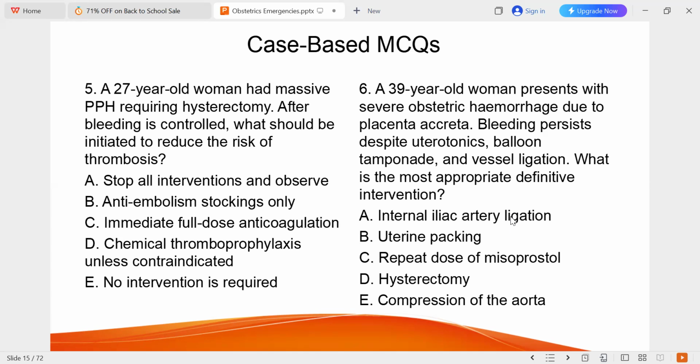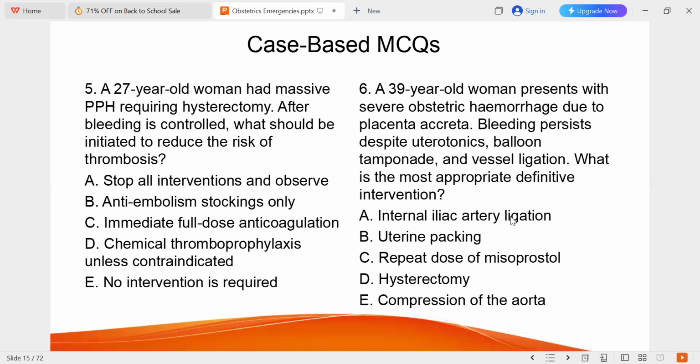Okay, now the last question. A 39-year-old woman presents with severe obstetric hemorrhage due to placenta accreta. You don't want to see that. It's a nightmare. Bleeding persists despite uterotonics, balloon tamponade, and vessel ligation. What is the most appropriate definitive intervention here?